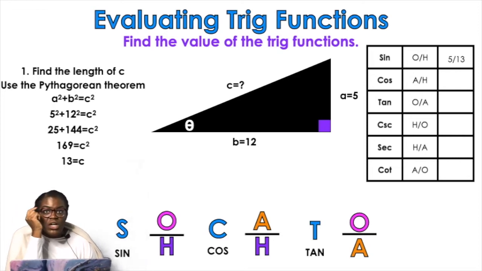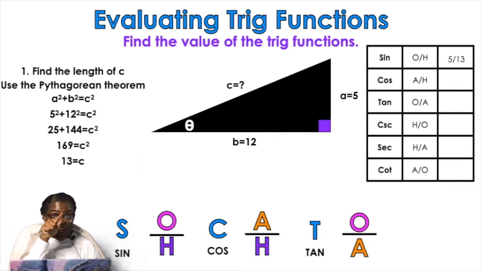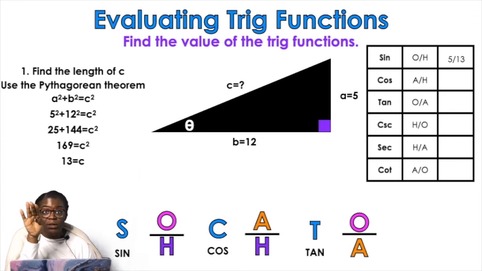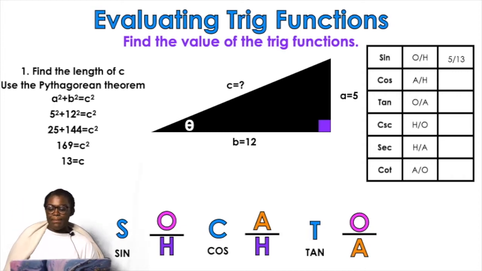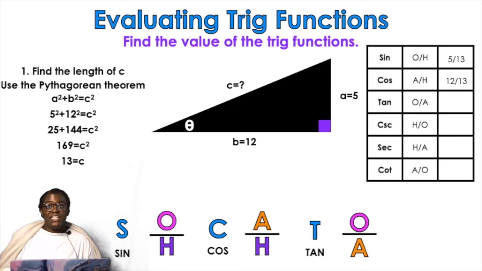Then we move on to cosine, which is adjacent over hypotenuse. Adjacent means next to. That's a vocabulary word. Looking at the little white theta in the triangle, right next to it is the 12, okay? And the hypotenuse is C. C is always the hypotenuse no matter what. It's right next to the theta too, but because it's across from the right angle, it's not the adjacent side, it's the hypotenuse. So we're gonna say, bet. 12 over 13, baby.